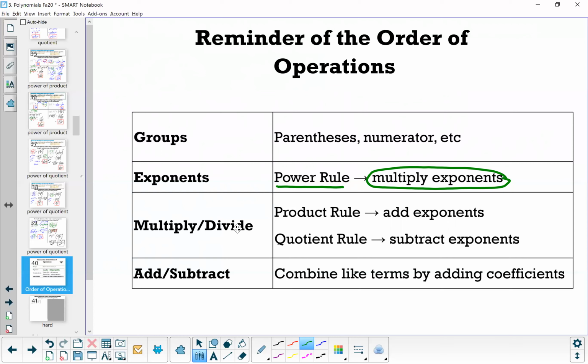Then multiplying and dividing. Okay, when we're multiplying, that means we're doing the product rule. We're adding exponents. If we're dividing, we're using the quotient rule. We're subtracting exponents. Okay, and then lastly, adding or subtracting, which means we're combining like terms by adding coefficients. So we haven't been doing that. We've only been doing the first three. So remember to use your order of operations and think about how the order of operations and the laws of exponents work together.